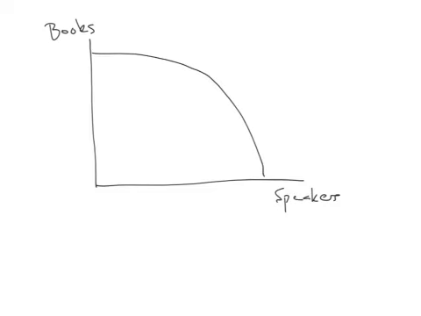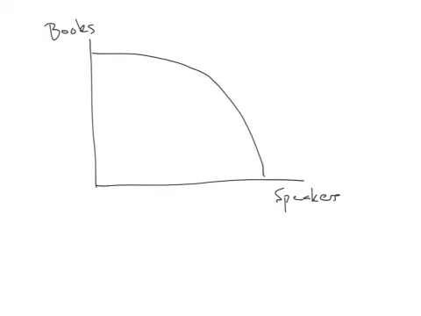Okay, so to start off, in order to read your production possibilities frontier graph, you need to label it. So ours is going to be labeled by speakers and books. So essentially, what this line shows is your ability to produce different levels of things while giving up other things.